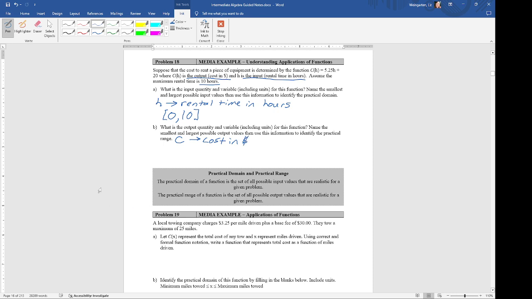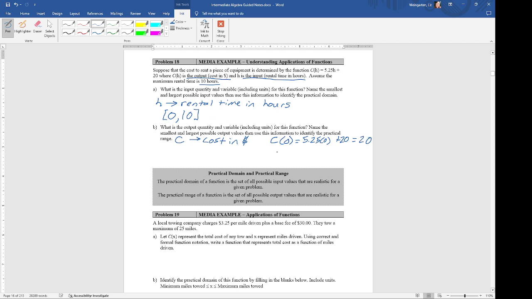To figure out what the lowest value could be for the cost, we're going to put the lowest number from the domain in. So we're going to do C(0) equals 5.25 times 0 plus 20, which equals 20.